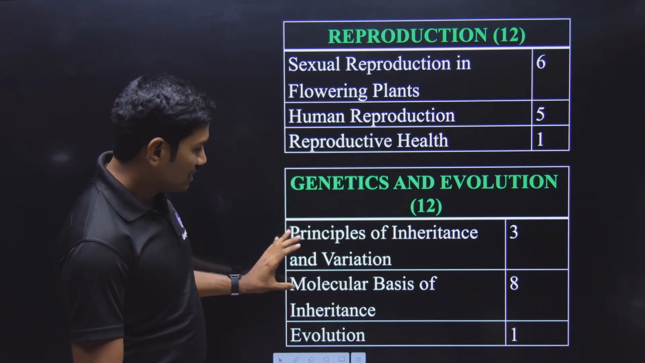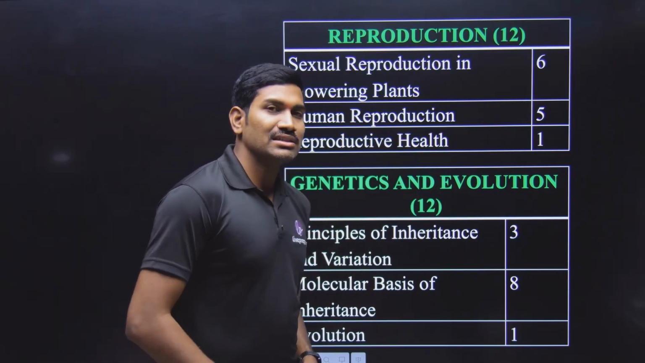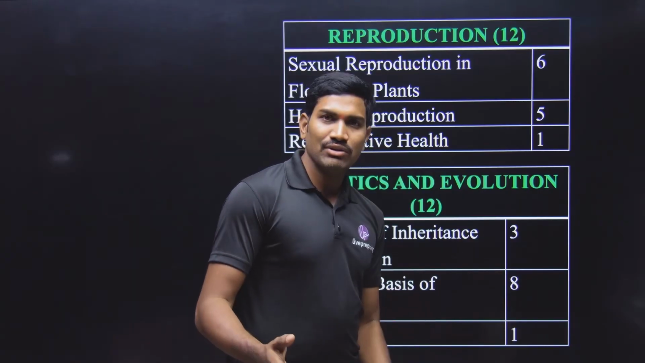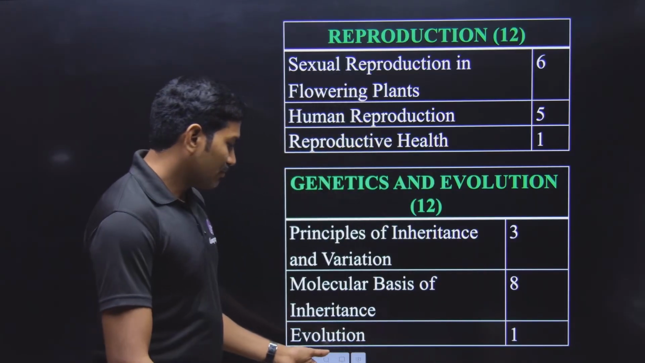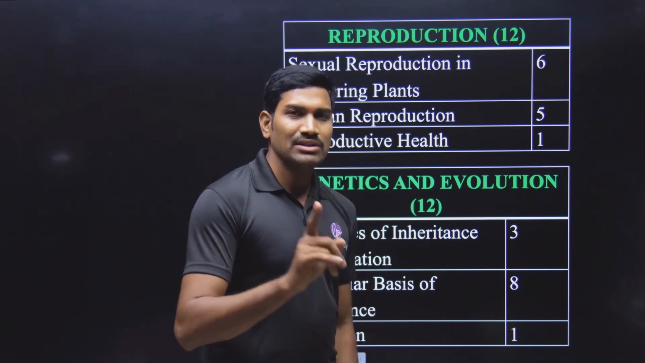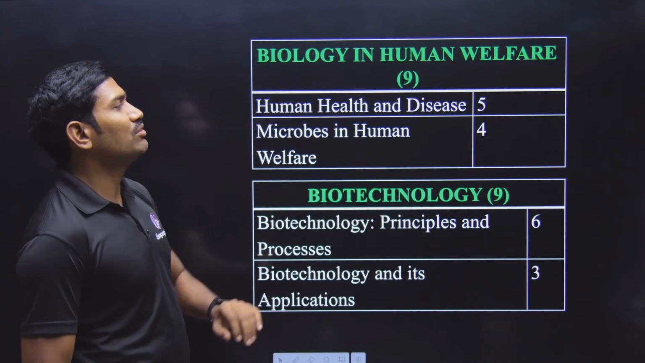Generally, these two chapters combined are considered as genetics. On average from genetics, they used to ask some 10 to 12 questions, so overall 11 questions is okay. But from evolution, on average the weightage is 2 to 3 questions, but they have asked only 1 question here. Next one, biology in human welfare.